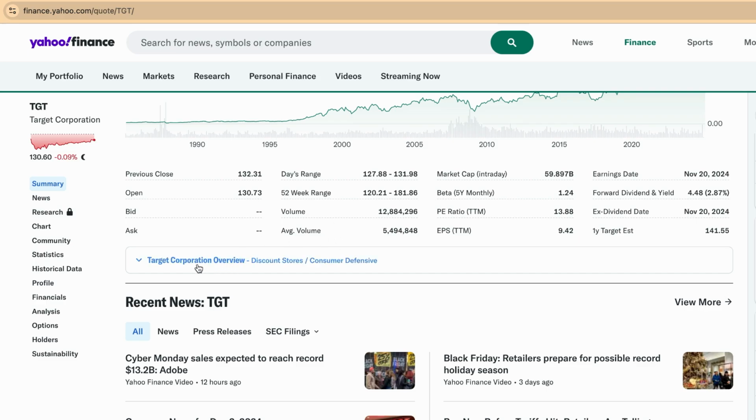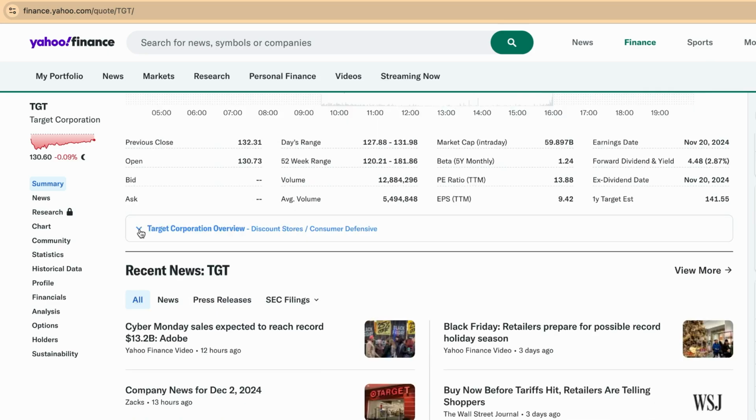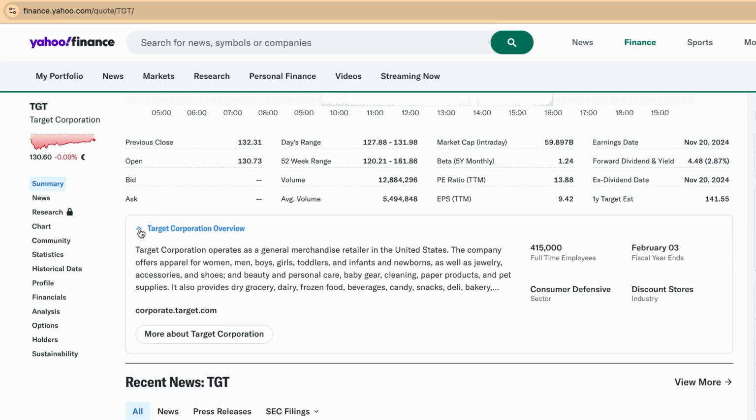Okay, from here, let's also expand an overview of Target. Say, for example, you were researching a company and you did not know what they sell, what type of services they offer. If you expand on the company overview, you can get a quick overview of the company. And in this case, Target is a general merchandiser retailer in the US. They offer apparel, a couple kinds of things.